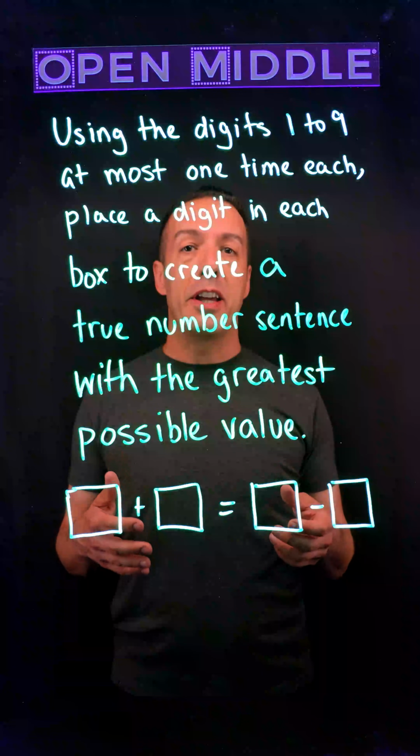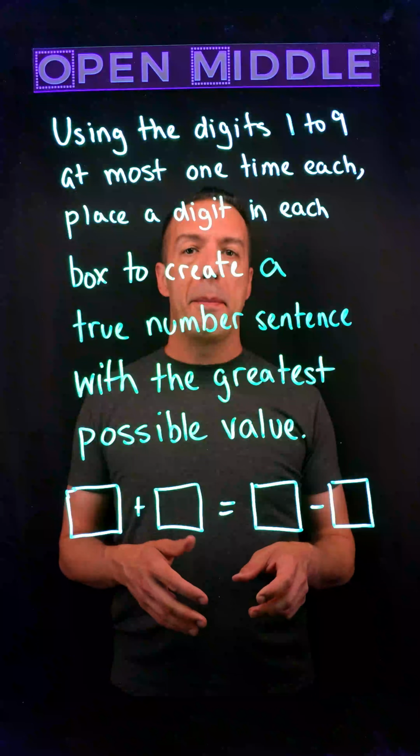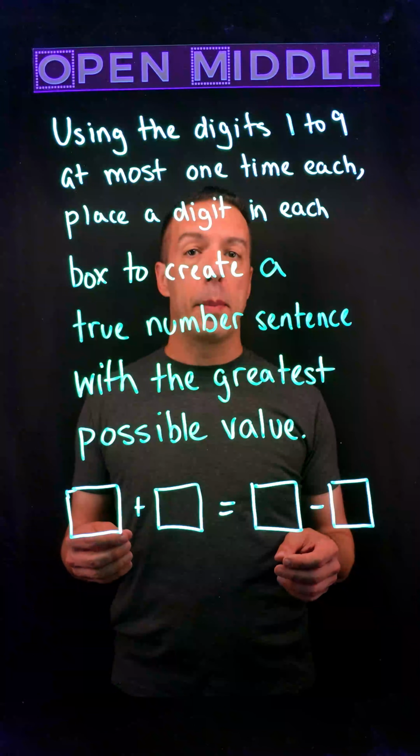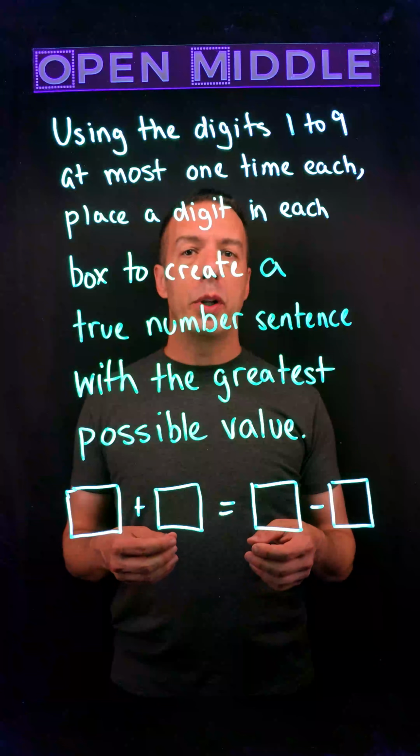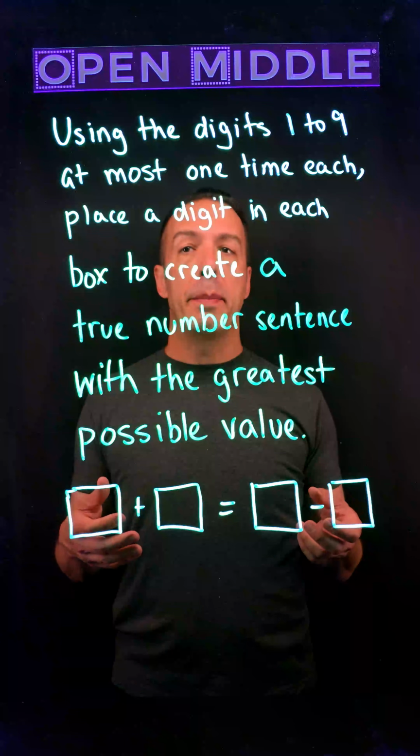This video is a very interesting contrast to the last problem I did. They're both on equality, but they approach it slightly differently. The first problem was depth of knowledge level 2, and this one is asking for the greatest possible value and its depth of knowledge level 3. So let me unpack this one.